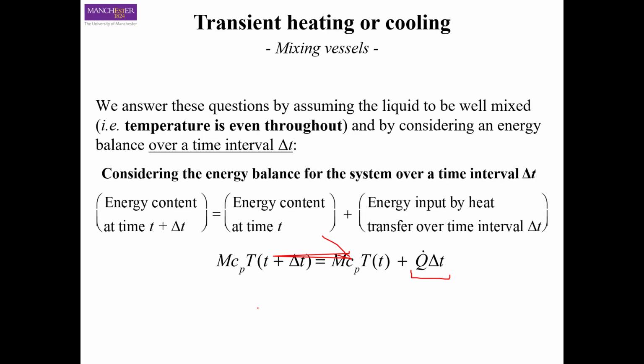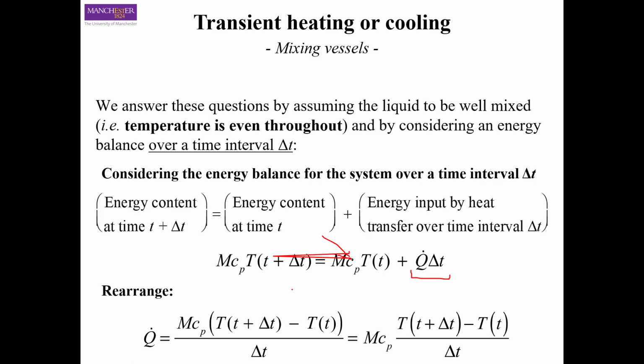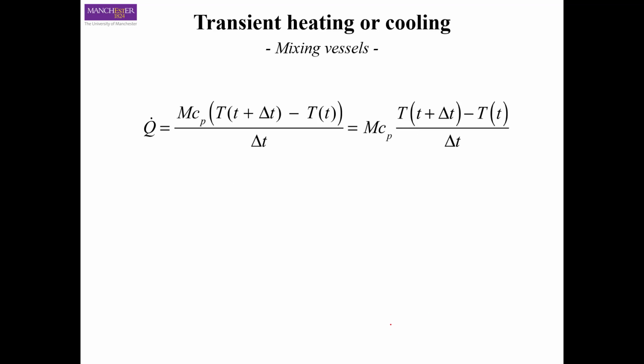If you rearrange this equation, we can write it in the form of Q dot equal to mCp times the temperature at time t plus delta t minus the temperature at the initial time, divided by the time interval itself. We can further simplify this equation and write it in this form, and you will see why we did that in the next slide. Let me go to the next slide.